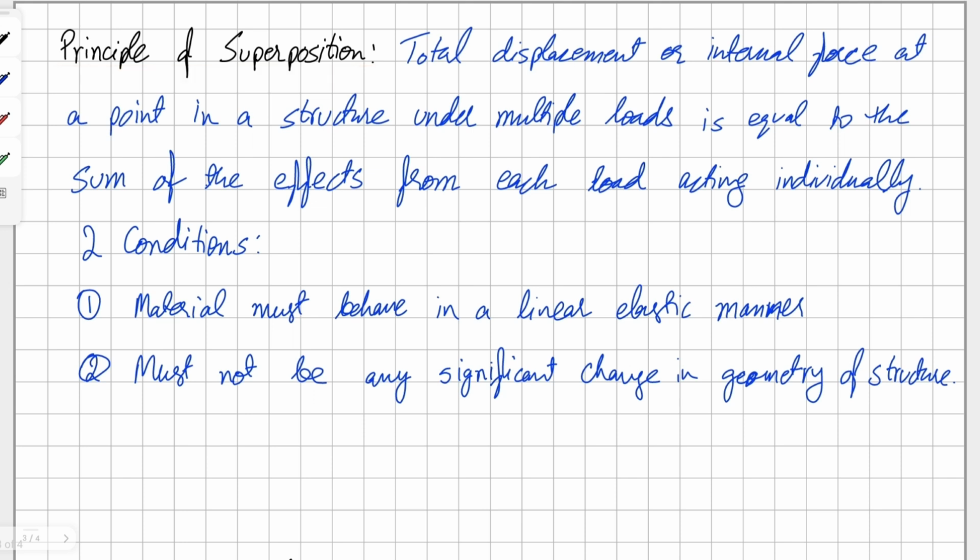The principle of superposition states that the total displacement or internal force at a point in a structure under multiple loads is equal to the sum of the effects from each load acting individually. But for superposition to be valid, two conditions must be met. First, the material must behave in a linear elastic manner. Secondly, there must not be any significant change in the geometry of the structure under load.